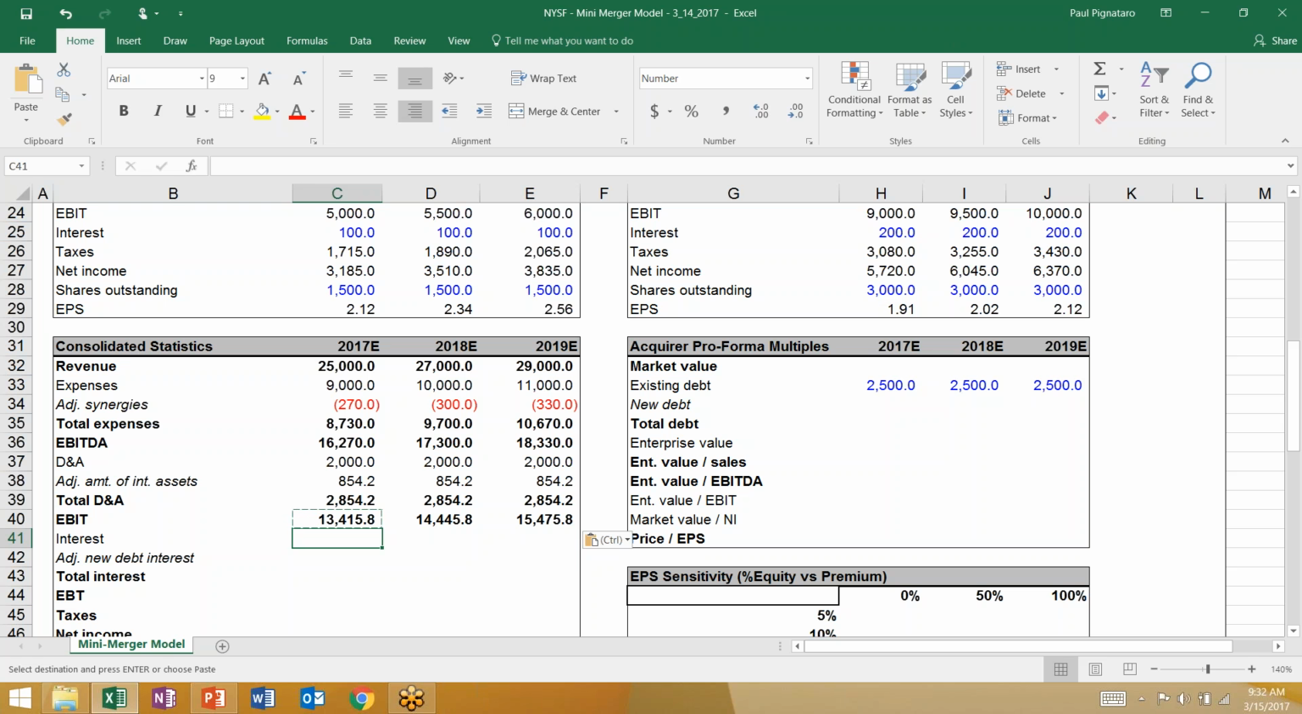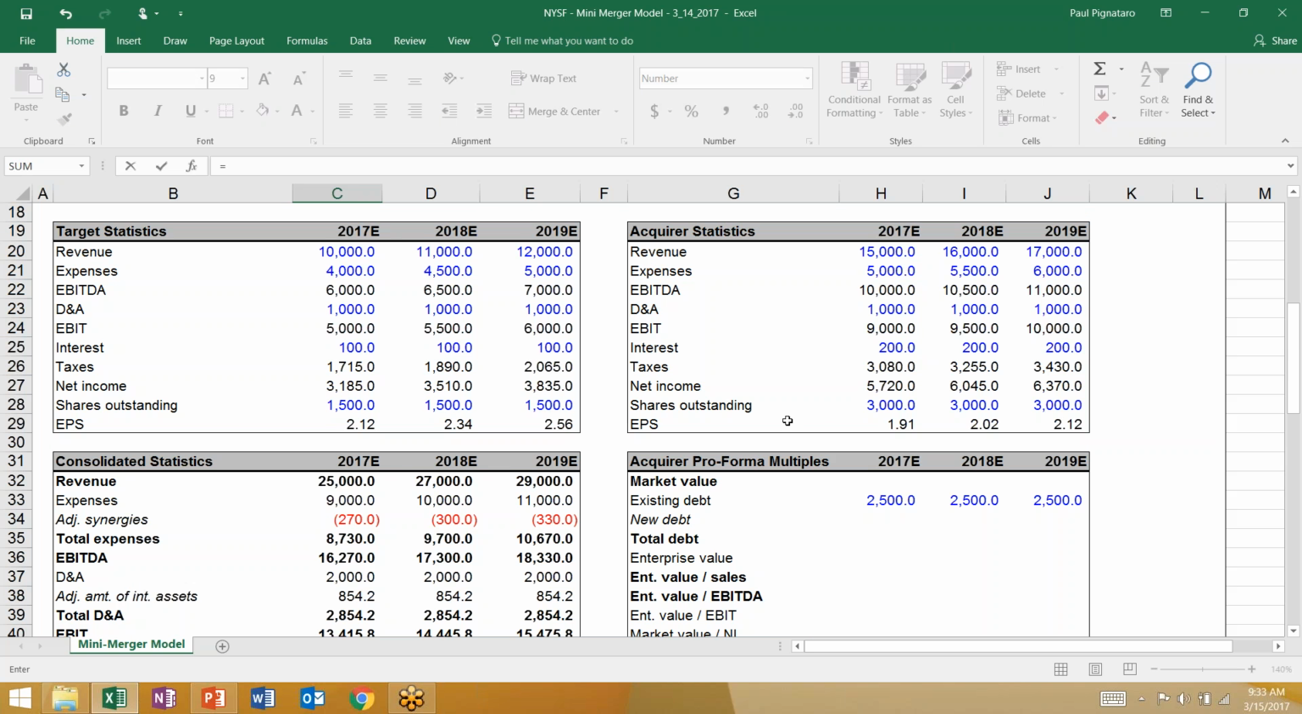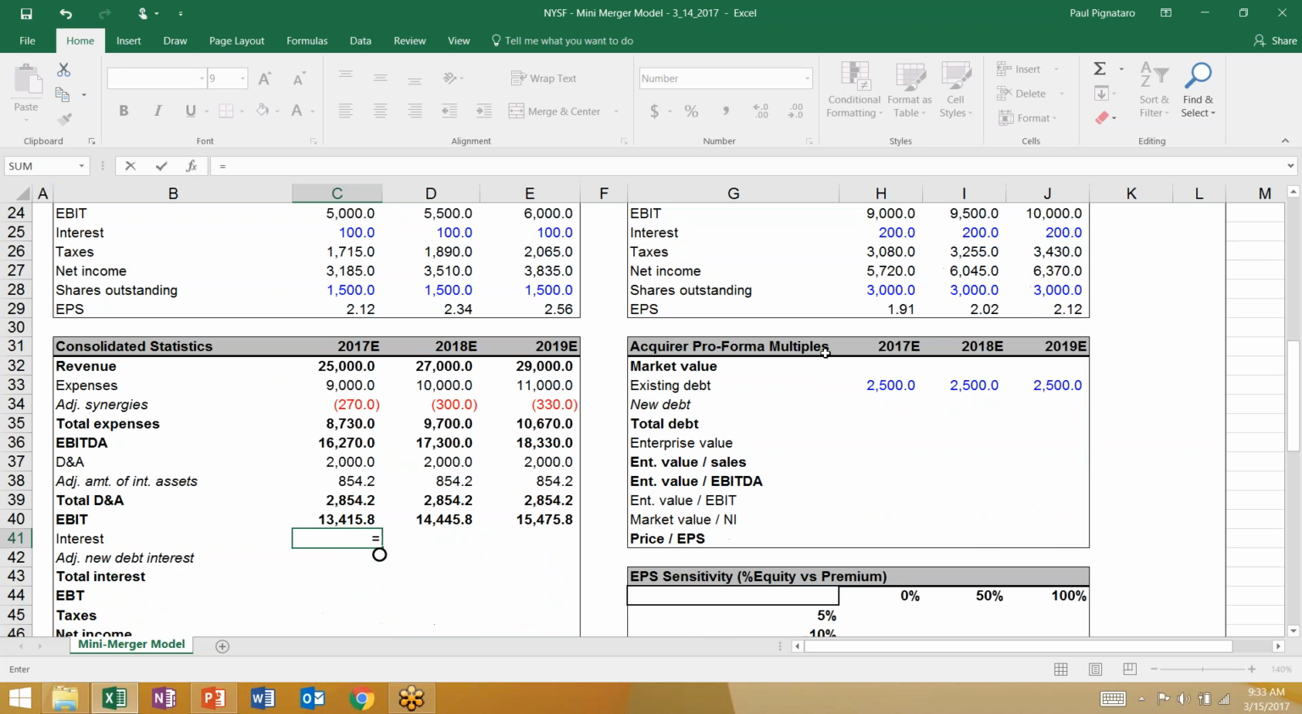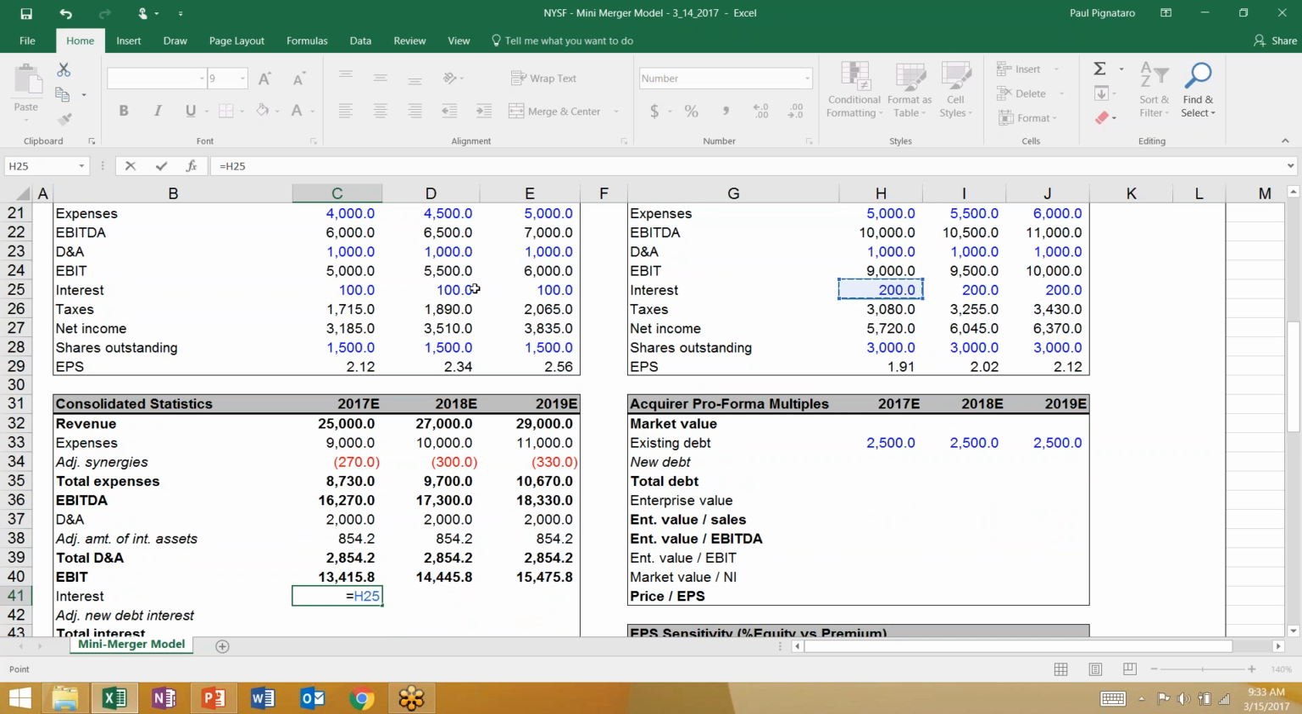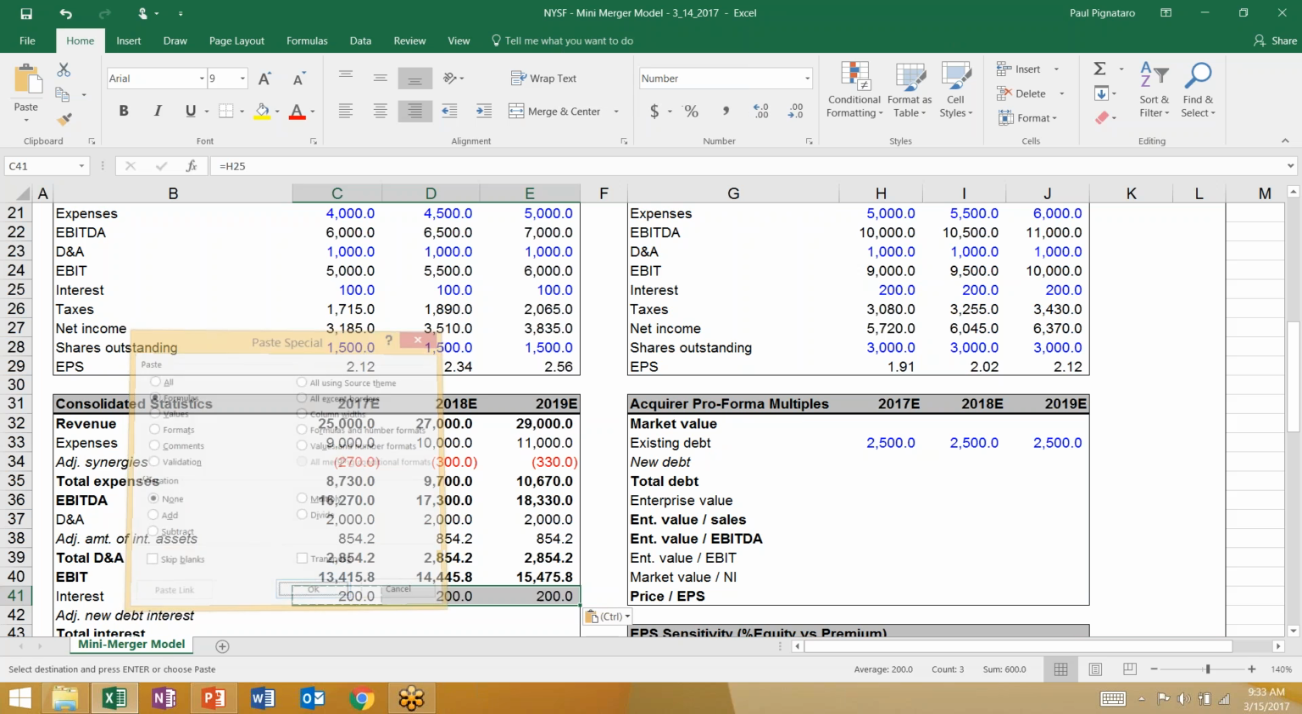Okay. And the interest is going to be acquirer only. Okay, don't do acquirer plus target. Remember the rule: acquirer plus target everything except for line items dealing with target debt and target equity, so no target interest, no target shares.